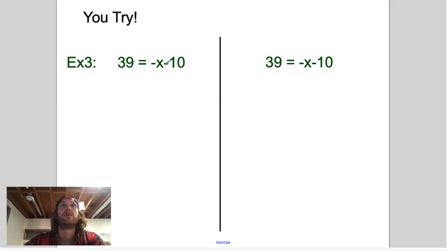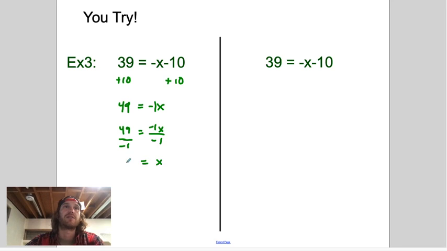Here we go. Solving for x, I'm going to add 10 to both sides. This is the way that most people have probably done it. 49 is equal to negative x. I want to get x by itself. Currently, there is a negative 1 out front, so I am going to divide both sides by negative 1. Negative 1's cancel, and you end up with x equals negative 49.